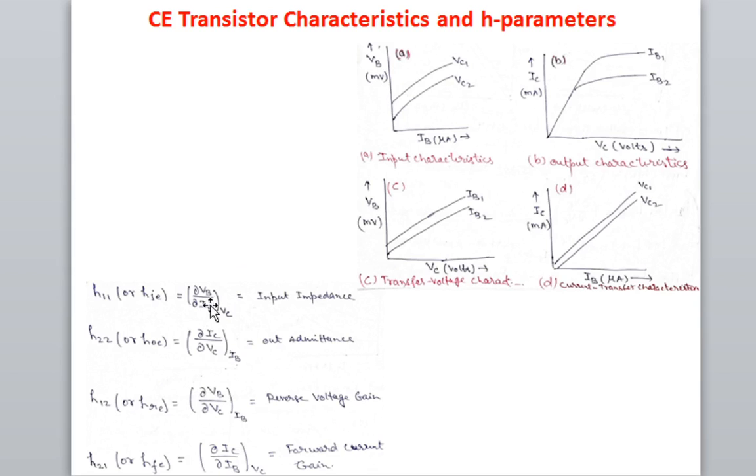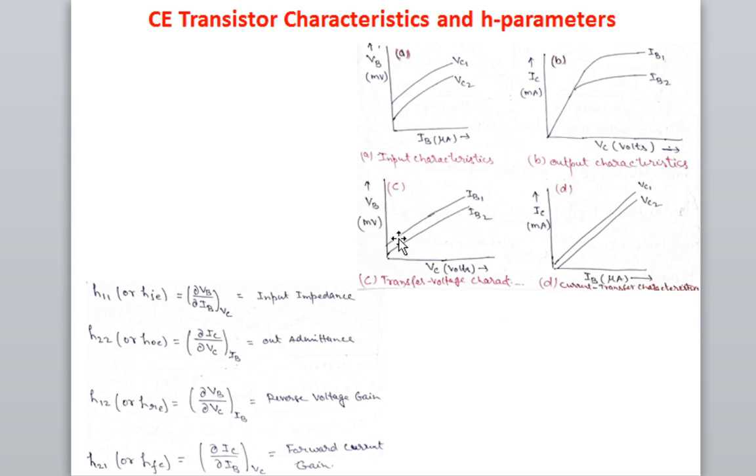So if you see the dimension of this quantity, that is IC upon VC, that is the inverse of a resistance, that means that is the admittance. And this admittance is coming from the output, so that is why this is known as the output admittance.